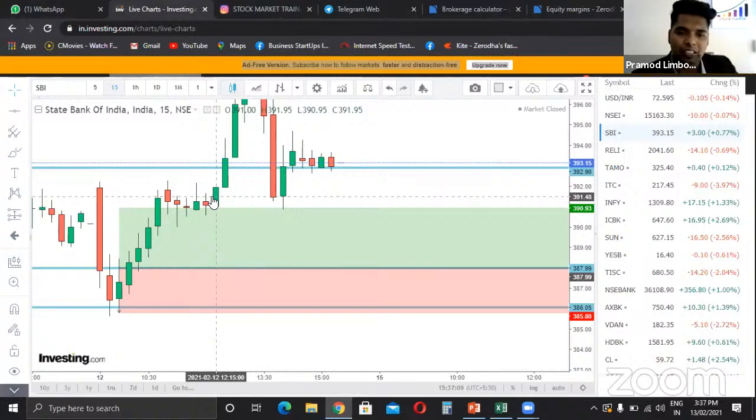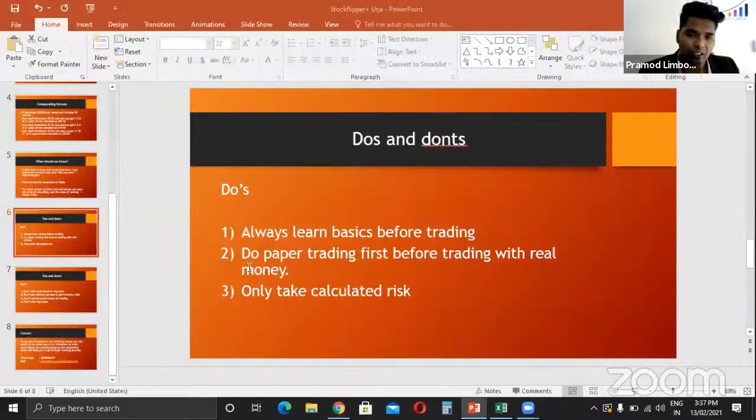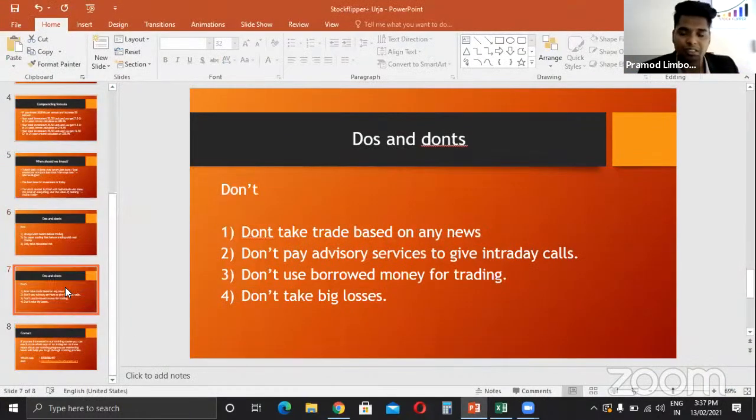Because profit is just not based on strategy. It's based on experience, right? And don'ts. There are a lot of mistakes I have done. Before entering the stock market, I just want you not to repeat them. Don't take trade based on any news.